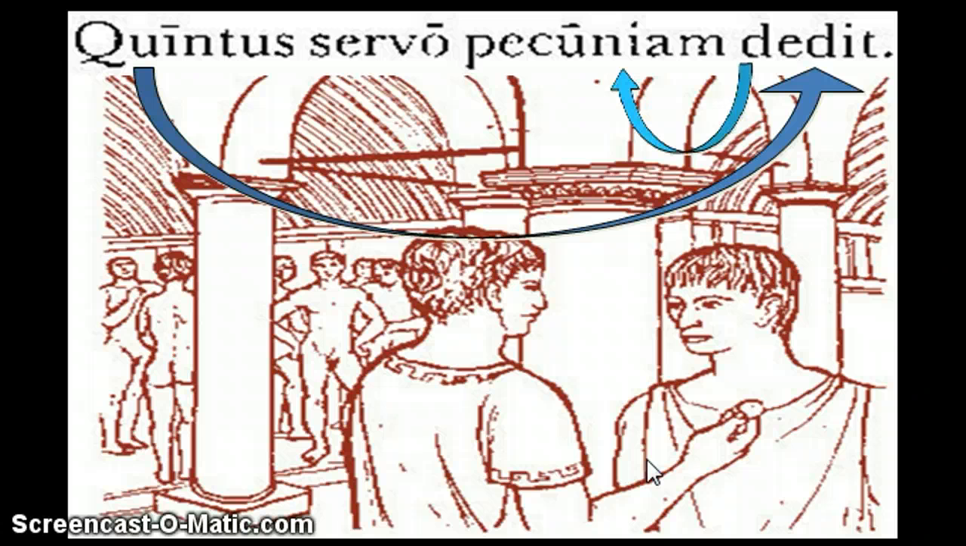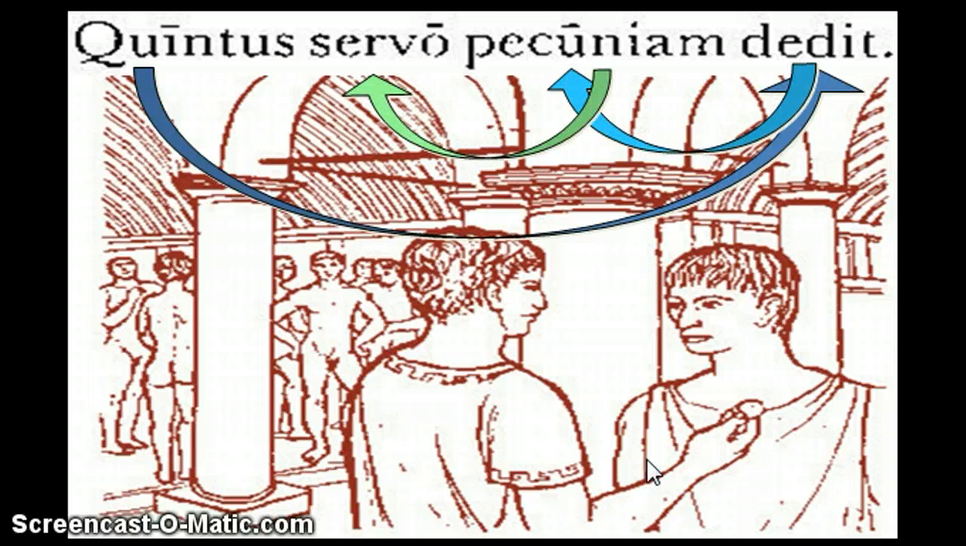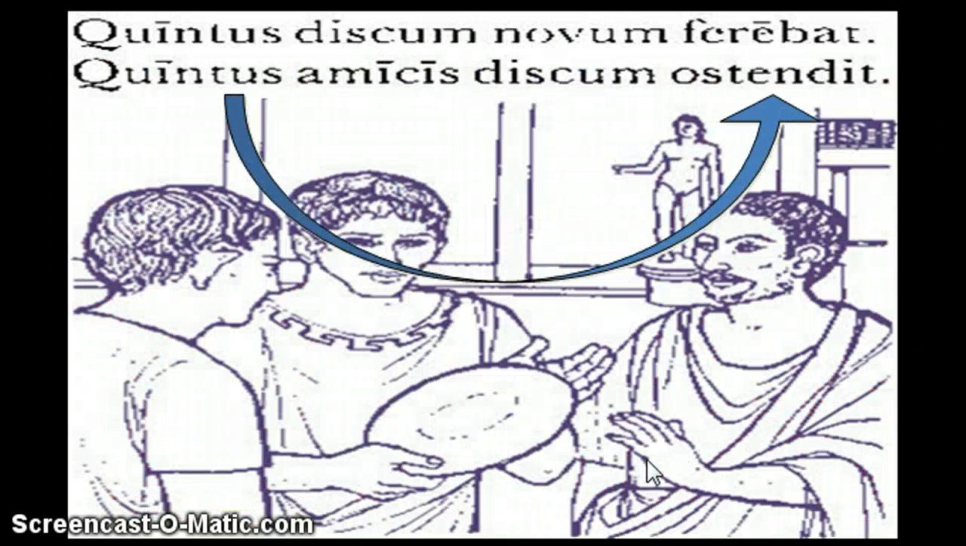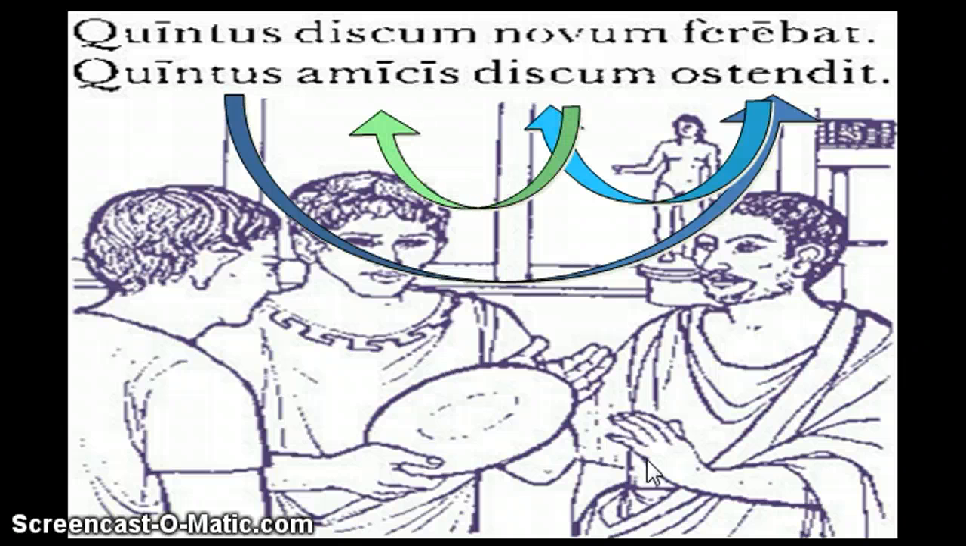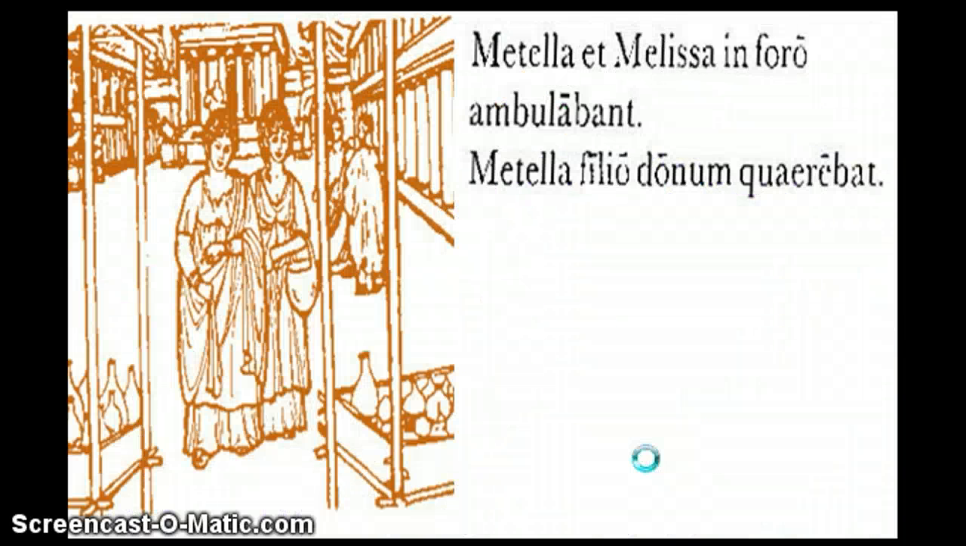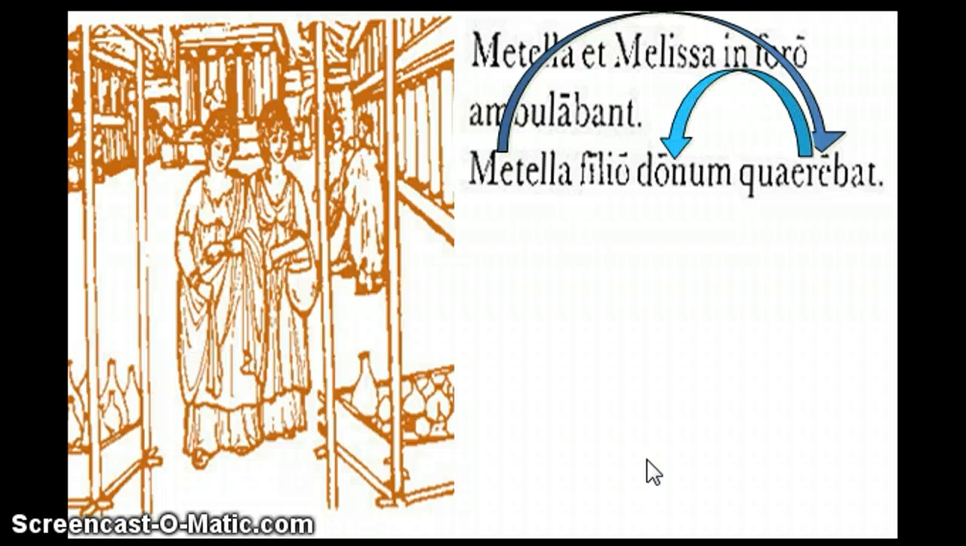Quintus gave the what? The money to the what? The slave. Subject, verb, object, indirect object. Subject, verb. Quintus showed. Showed what? The discus. To whom? The friends. Takes the dative. Or showed the friends the discus in English, which is a lot more complicated. Metella was searching for a gift. Sometimes those monkey fist verbs we mean giving, showing, or saying. Indirect object. That's a tougher sentence.